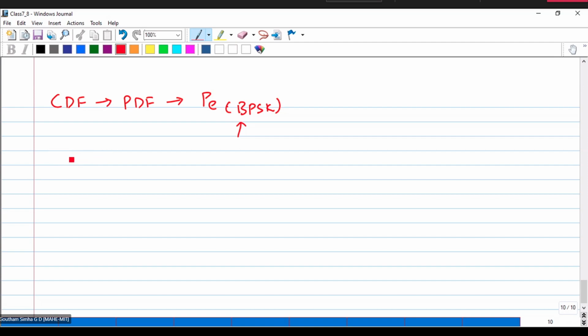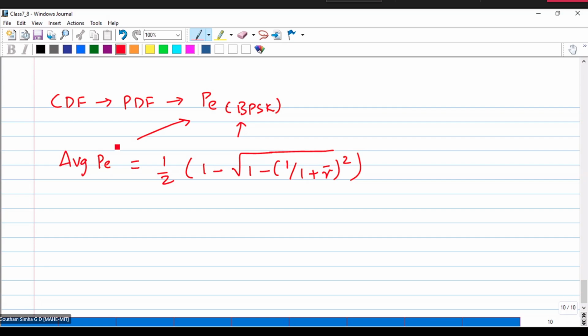Now for the average probability of error, this can be written as 1 by 2 into 1 minus square root of 1 minus 1 by 1 plus gamma bar whole square. This is the average probability of error for BPSK.